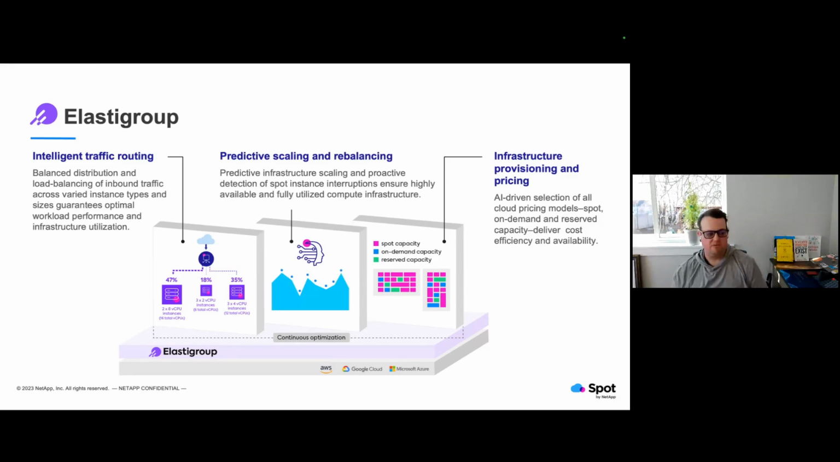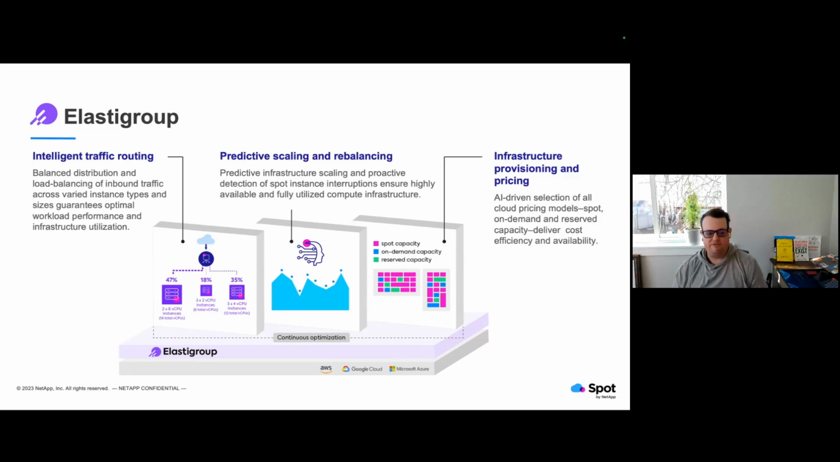But then comes the predictive scaling and rebalancing. Managing infrastructure is hard. There is no one way that one team or one person or even your single DevOps team by themselves can do the predictive scaling and rebalancing by hand. Predictive infrastructure scaling means that Spot is watching your workloads and doing proactive detection of your utilization to figure out where Spot instances make sense. We watch interruptions to make sure that when you're using a Spot instance, your applications stay highly available, fully utilized, and are getting you the most performance for the dollars that you're spending.